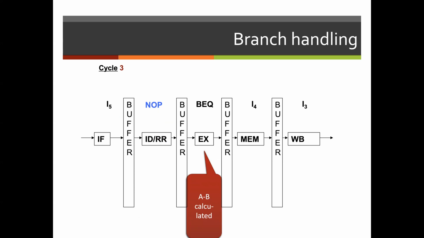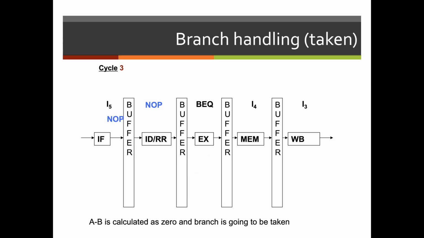In cycle 3, we're going to execute our branch if equal to operation. And so that is calculated and there isn't a difference, so our branch is going to be taken.